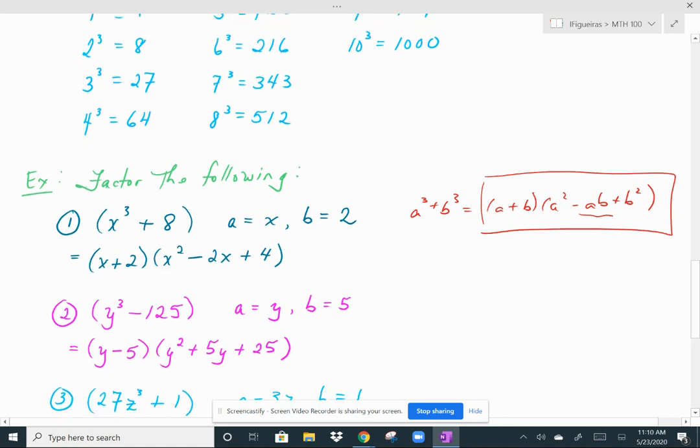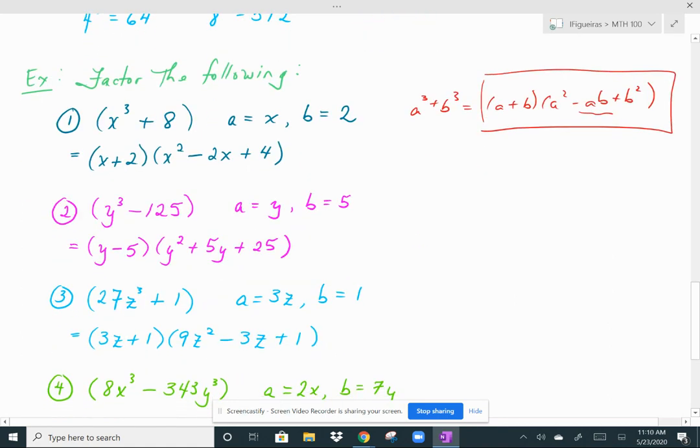Here I have y cubed minus 125. Again, this is the difference of perfect cubes, so it's a similar formula. I'll again write it down here so it's easy to follow along. This will be a minus b, a squared plus ab plus b squared. Okay, so I need to plug into this part to factor it.